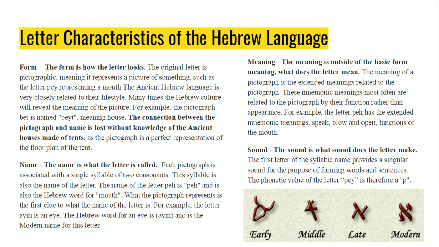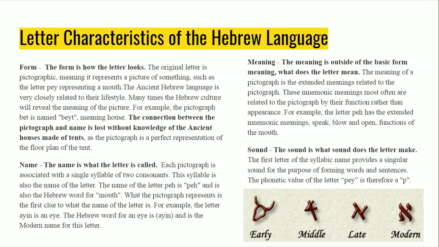Okay, so we're soon to close, and I just wanted to go ahead and let you know about this. So let's see, letter characteristics of the Hebrew language. We usually associate two characteristics with each letter: a form and a sound, as in the first letter of our alphabet, whose form is A and has a sound of A. The ancient Hebrew alphabet has four characteristics: form, sound, name, and meaning.